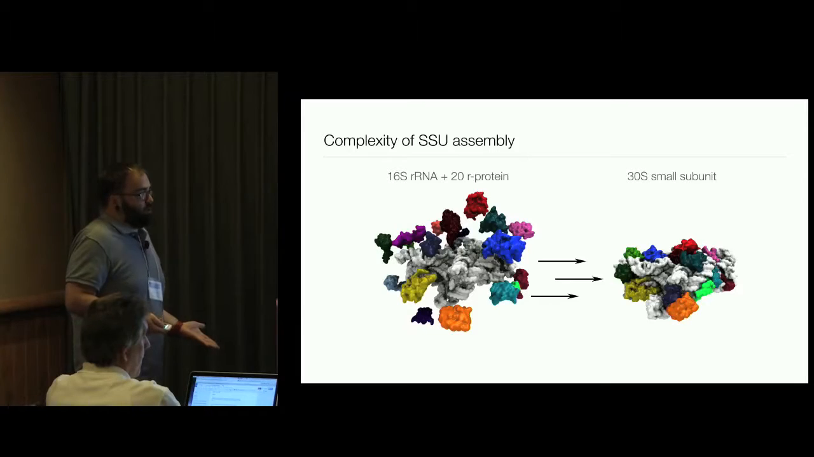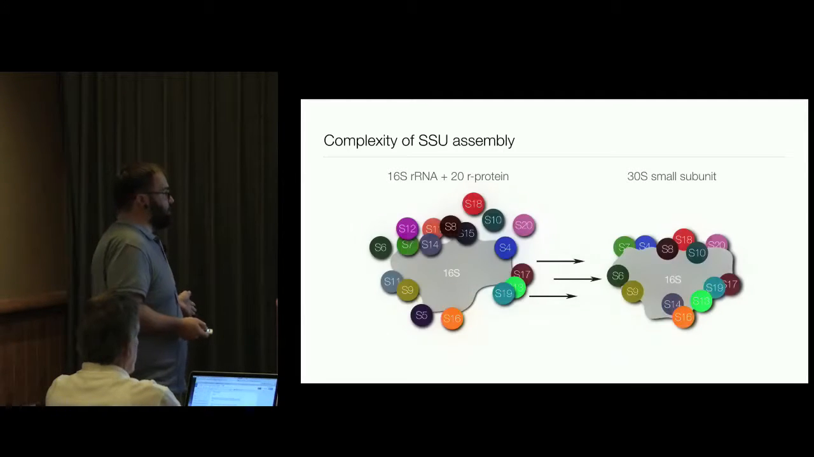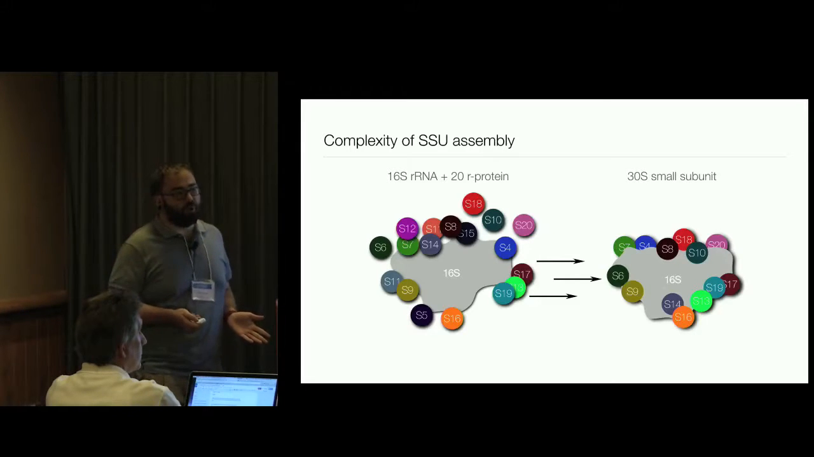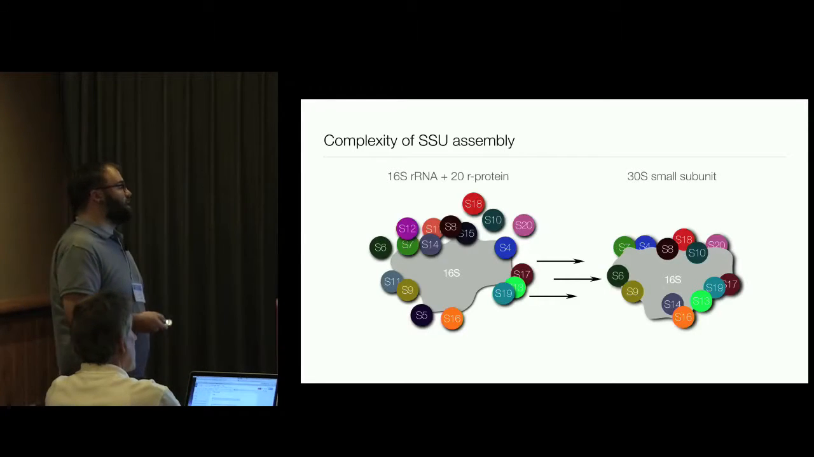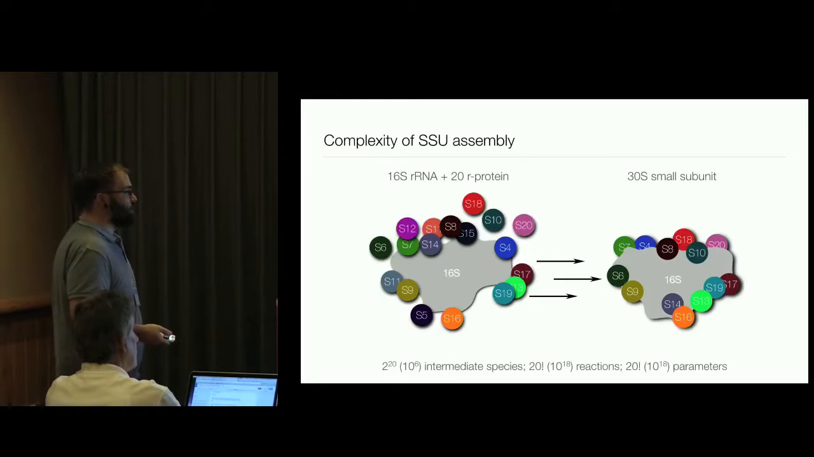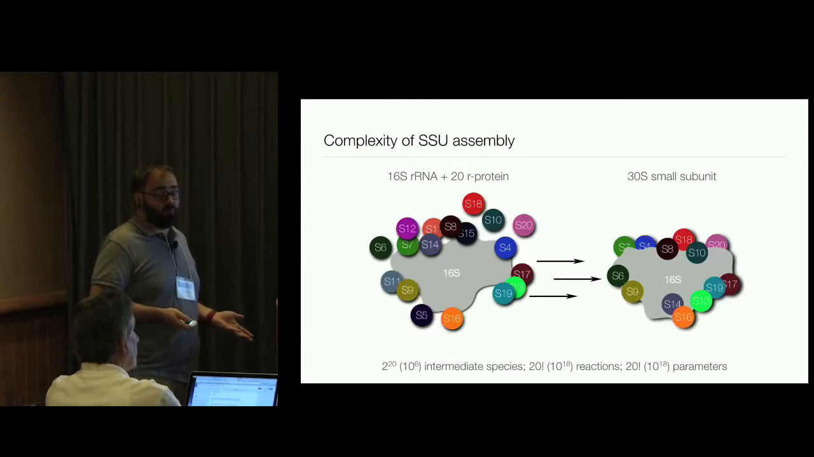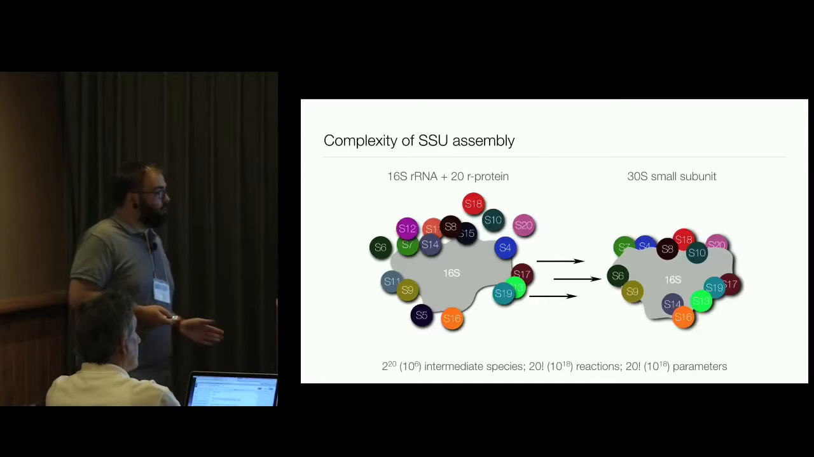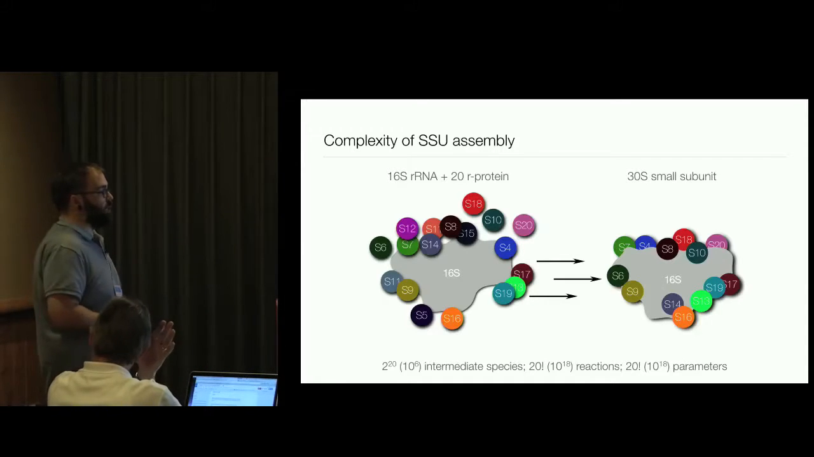So I'm using Lattice Microbes, so I'm not super interested in the molecular details. That seems to simplify the problem somewhat, but not really, because if I have 20 proteins binding to a single substrate, that's 2 to the 20 intermediates and 20 factorial reactions that I have to deal with. So we have to simplify this quite a bit before we can continue.